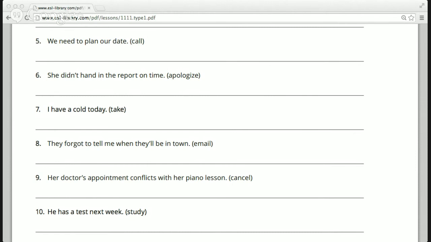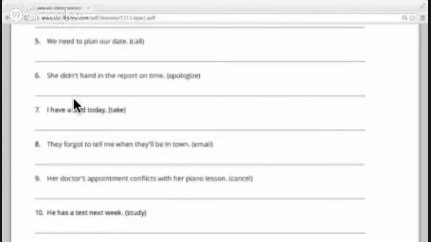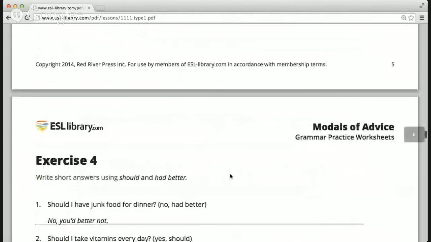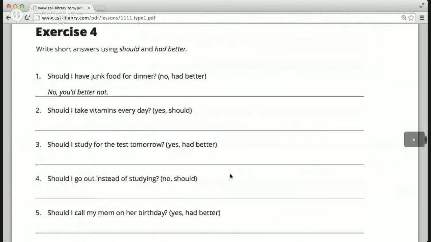All right, let's go to our next exercise, you guys. So we're going to be answering these using should or had better, and it'll give you a hint as to how you should answer these. So should I have junk food for dinner? Yes, you had better have junk food. It's the best.